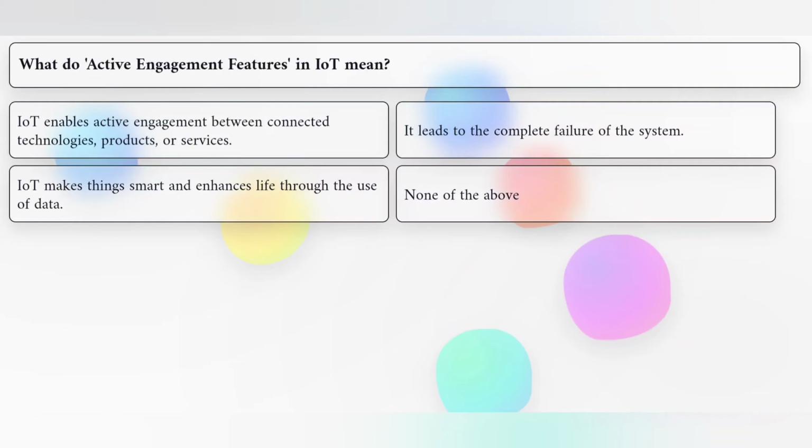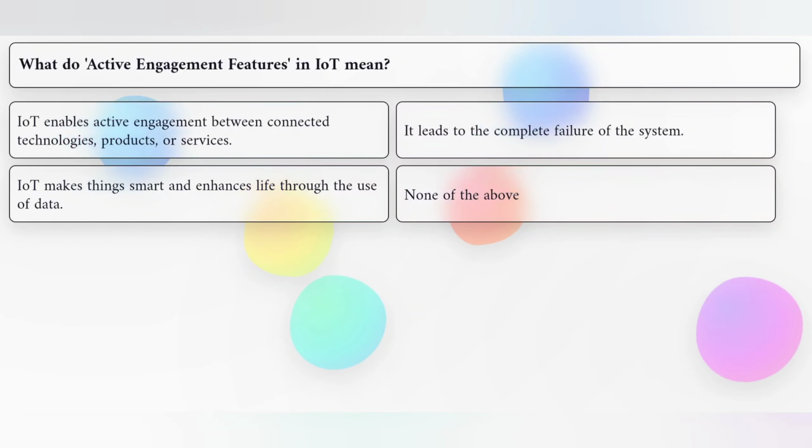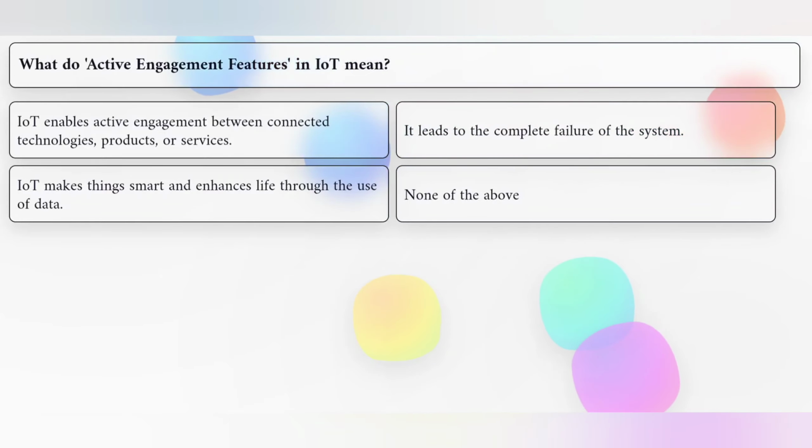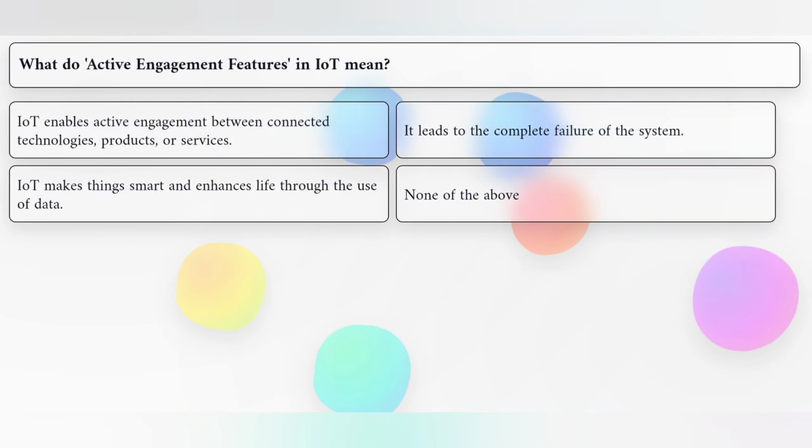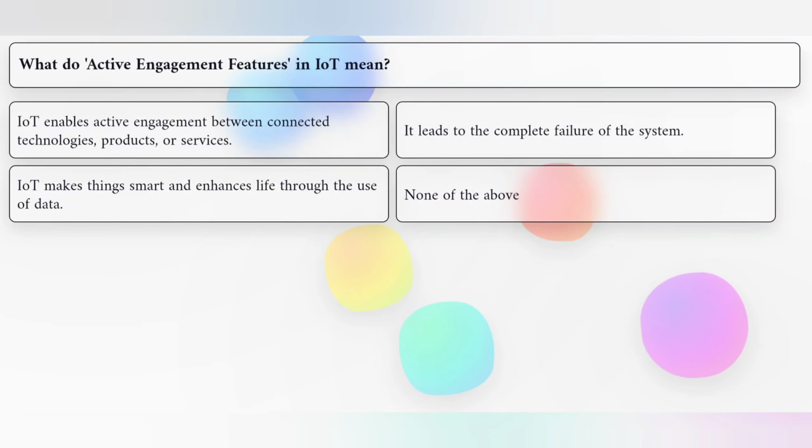What do active engagement features in IoT mean? IoT enables active engagement between connected technologies, products, or services. It leads to the complete failure of the system. IoT makes things smart and enhances life through the use of data. None of the above.